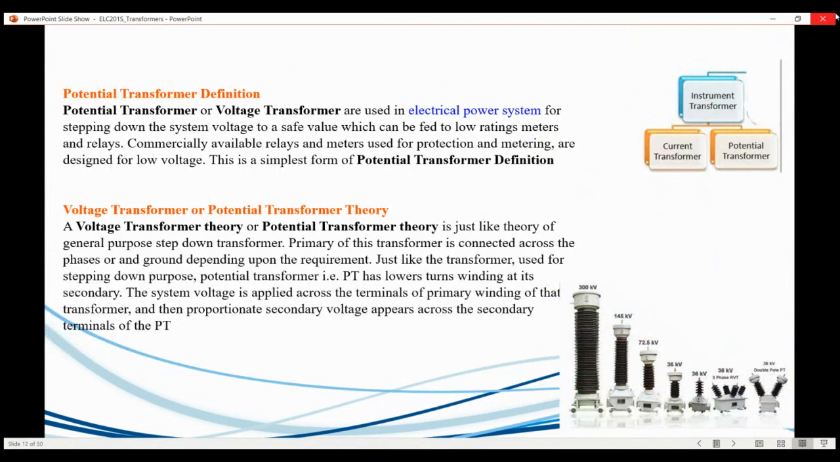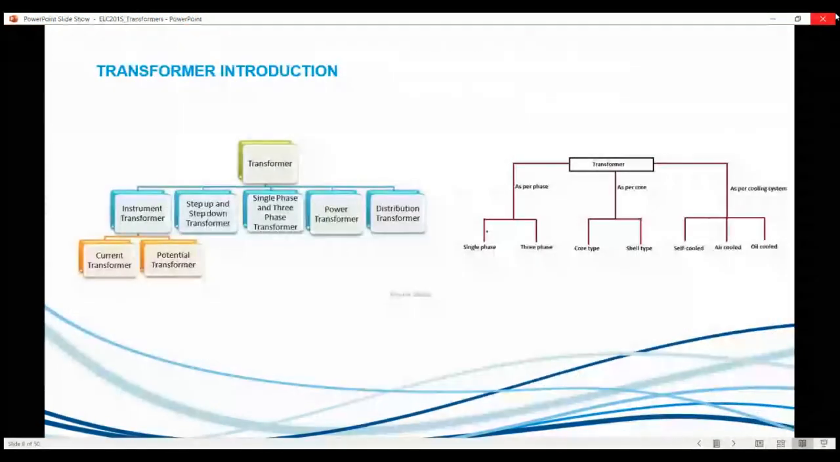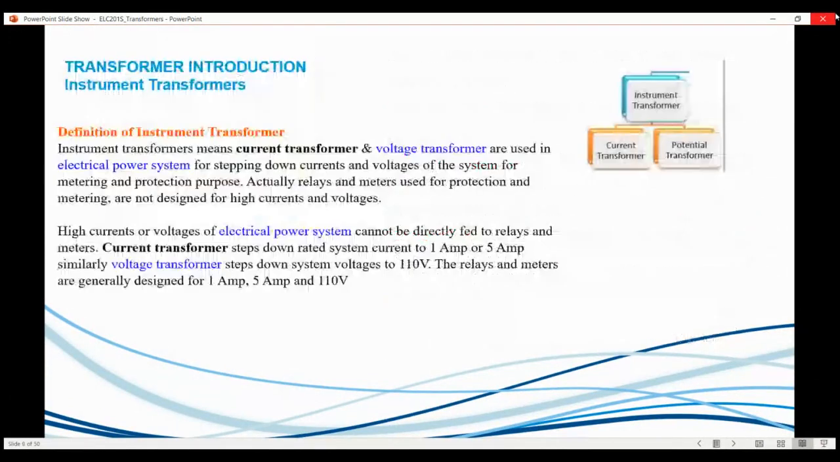We've got the voltage transformer. You can see it has this funny look with these round buttons. I'm sure you've seen these before somewhere. They say the commercially available relays and meters used for protection and metering are designed for low voltage. So basically it steps down the voltage so that we can feed it into meters and relays. That's basically your two types. So just know that there are power and distribution type transformers, and you also have your instrument transformers.